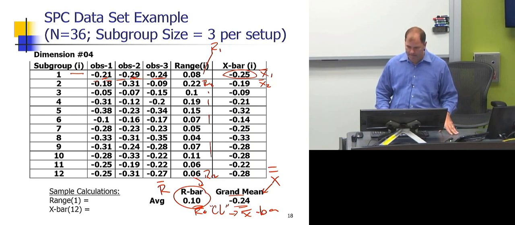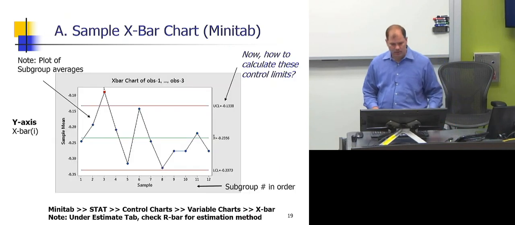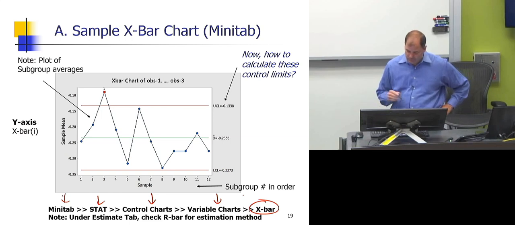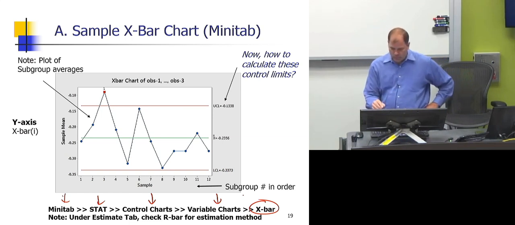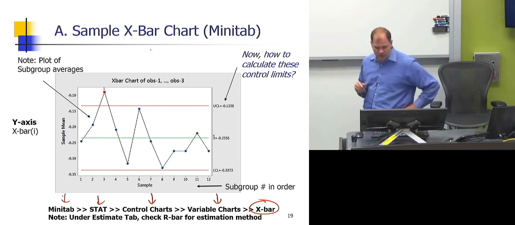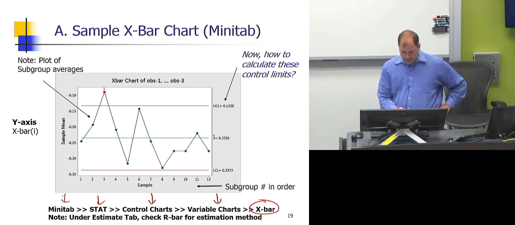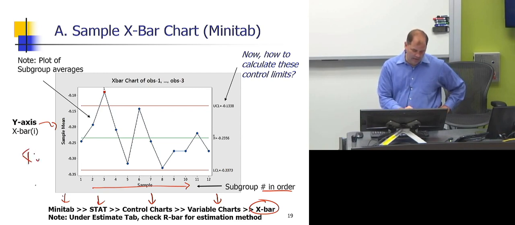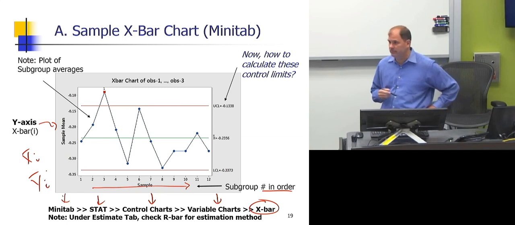Range or X bar. All right, moving along. Minitab: Stat, Control Charts, Variable Charts, X bar. We'll technically select X bar range, but if we just looked at X bar, that's the subgroups in order. The y-axis says sample mean. That's X bar sub i, or you could call it Y bar sub i, either one.